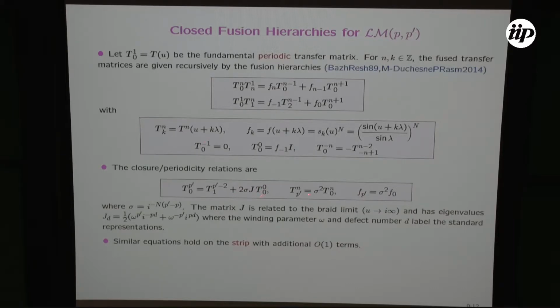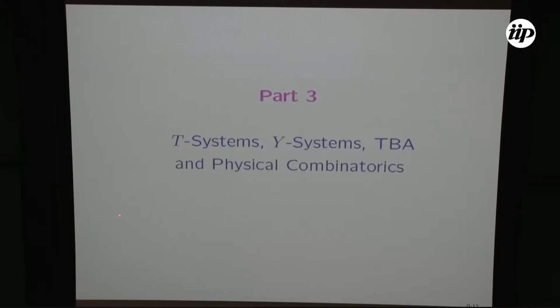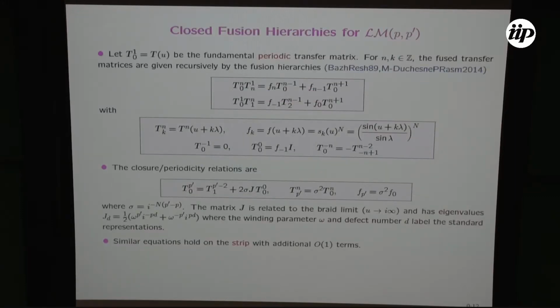T0 is just defined. Where is T0 defined? Here, right. Sigma is just i to this power, and J is related to the braid matrix and is related to the winding parameter omega in this way. So these closure relations are very nice and enable you to work with these equations.